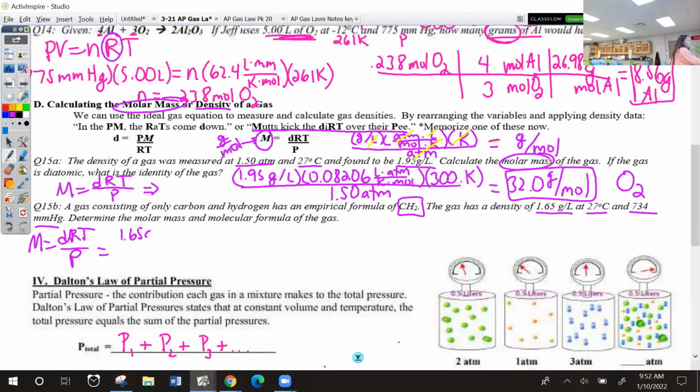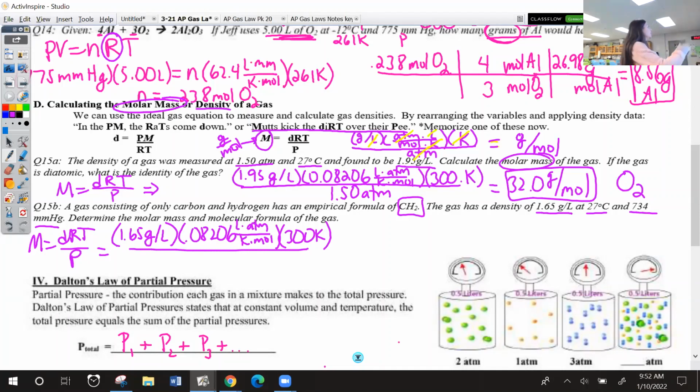1.65 grams per liter, 0.08206, and again, it's still 300 Kelvin. And now we've got 734. Oh, okay. So that's why I did this one. So we can either change our R value. That's why I did this.